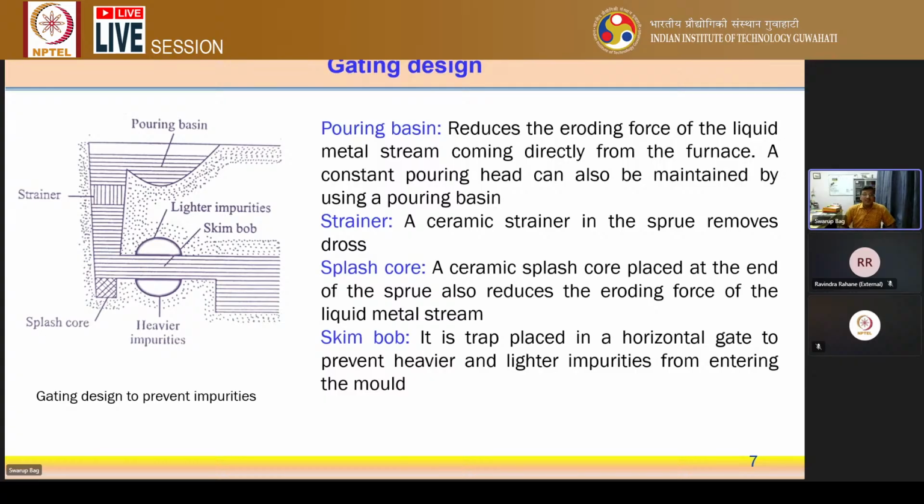These basically try to arrest the different kinds of impurities during the casting process. So you see that one strainer is there, and then the splash core, as well as the skim bob. All of them trap different kinds of impurities. The skim bob basically tries to arrest the lighter impurities. The splash core looks into the heavier impurities, which can also be arrested there. And ceramic strainers can also be used. So these are the very basic design of the casting process, the gating design.